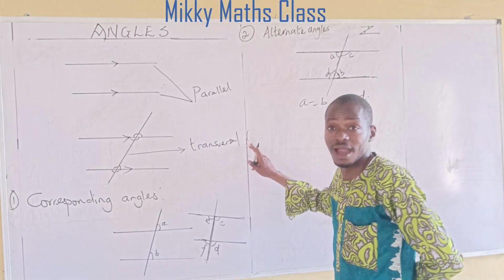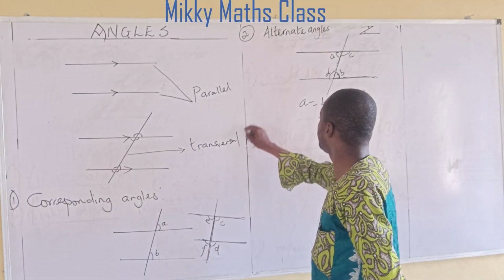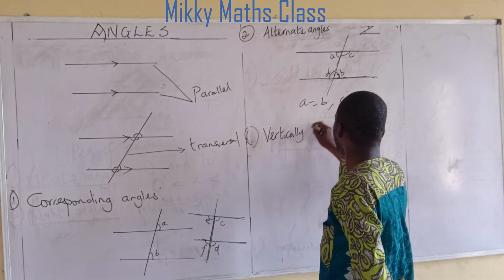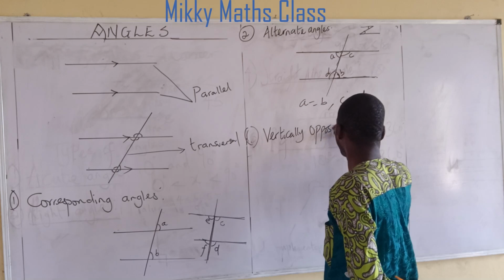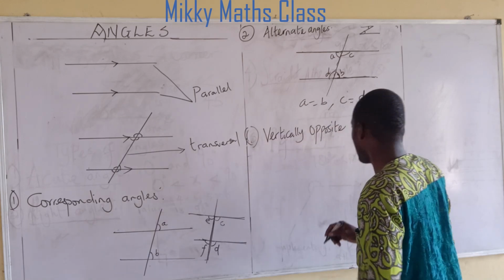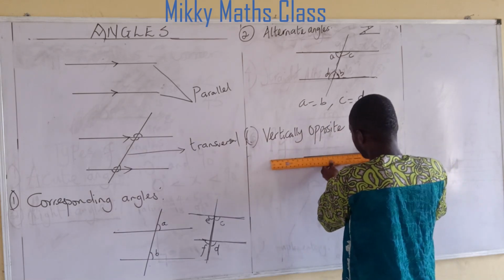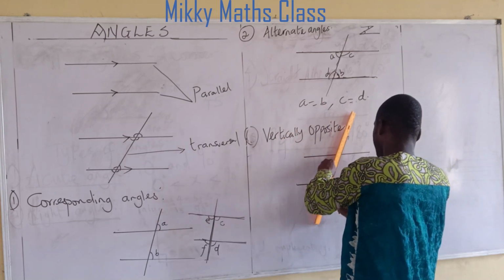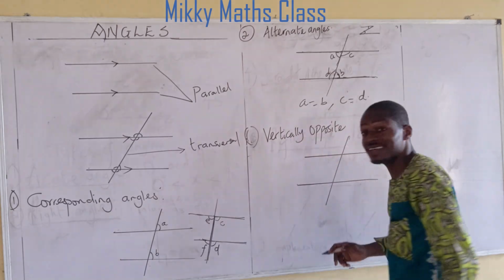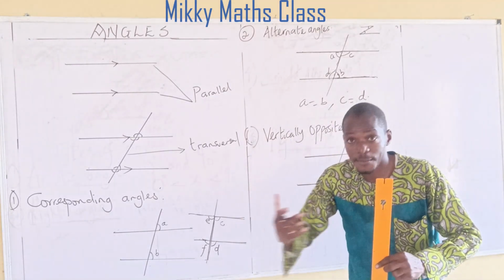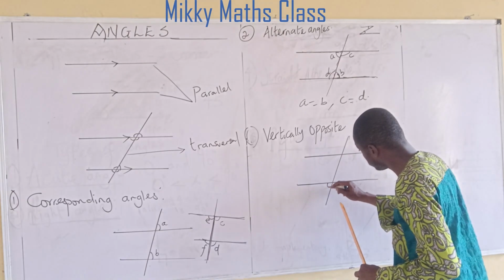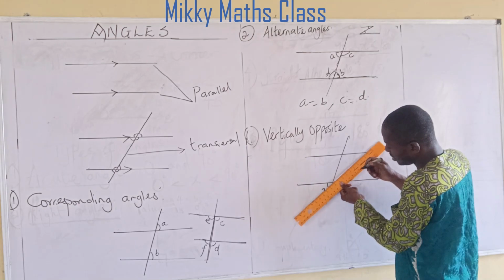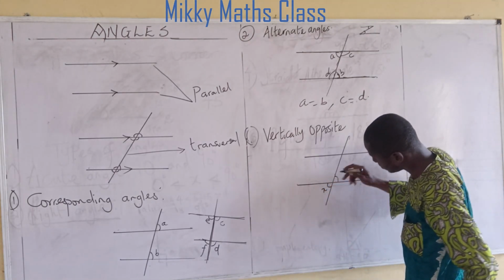The third one, we can have what we call the vertically opposite angle. Vertically opposite. Now, this is the transversal. Now, vertically opposite, they are facing each other. If I have angle X here, what is vertically facing? If I can draw a straight line here, what is facing it?